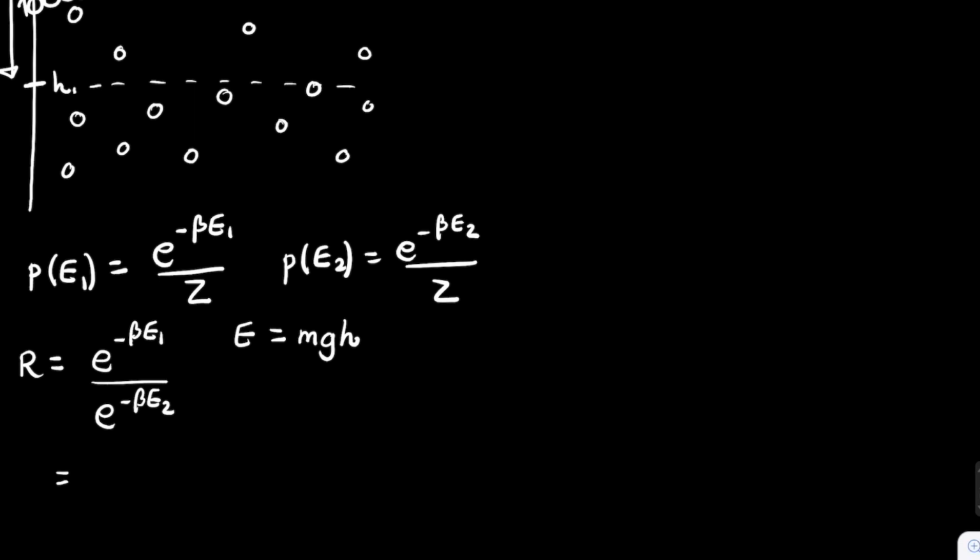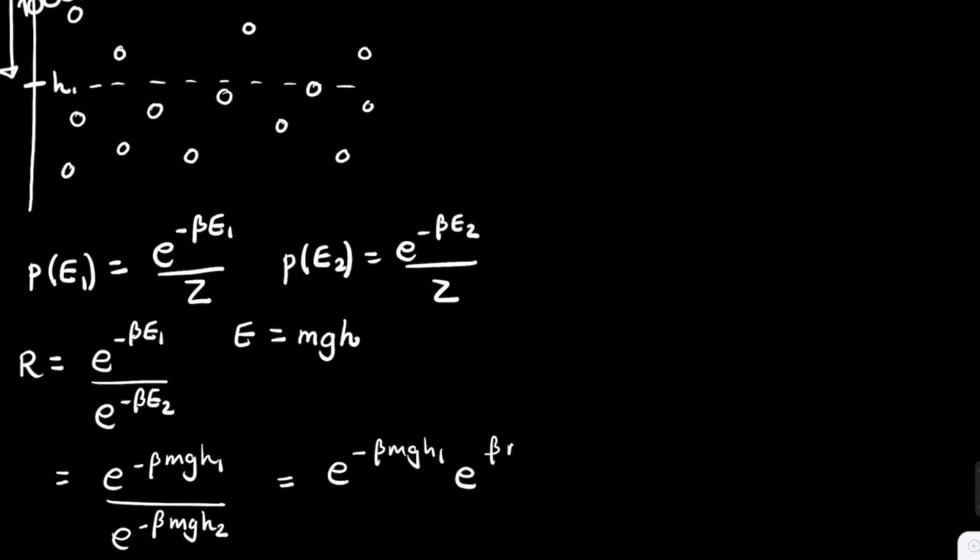So the ratio is now e to the minus beta, instead of E1 we're going to write mgh1, divided by e to the minus beta mgh2, and therefore now you can take this denominator and bring it upstairs, and it will now become e to the minus beta mgh1 multiplied by e to the beta mgh2, and therefore you can combine these two exponentials to give e to the beta mg(h2 minus h1) right there.